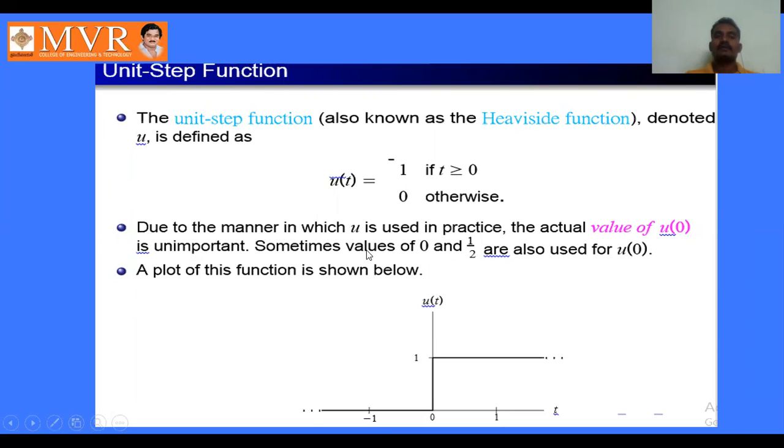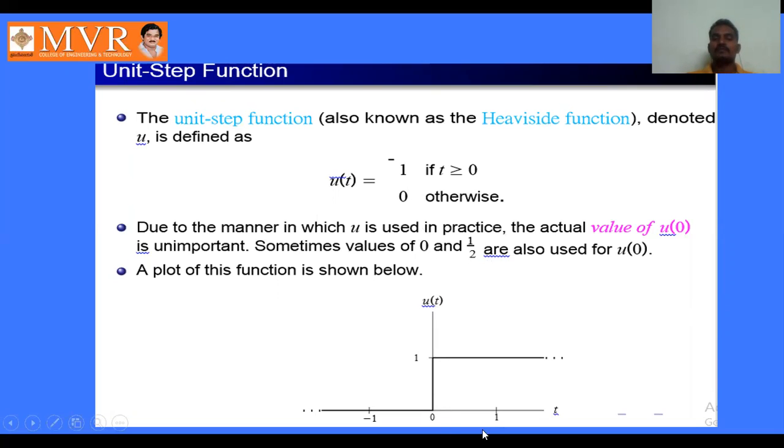Due to the manner in which u is used in practice, the actual value of u of 0 is unimportant. Sometimes values of 0 and 1 by 2 are also used for u of 0. So the graphical representation of u of t is represented like this.